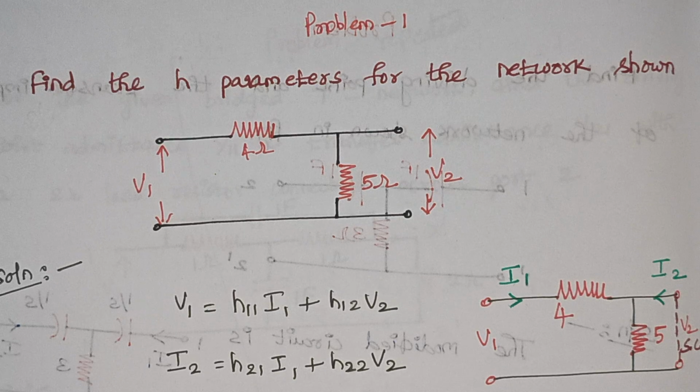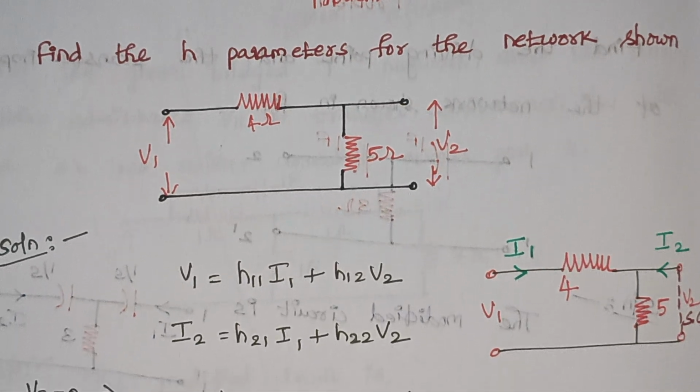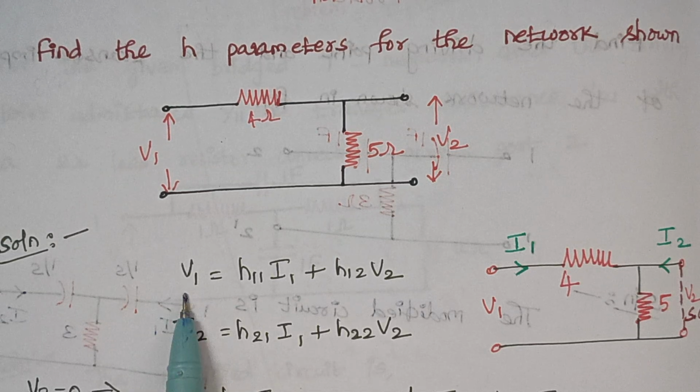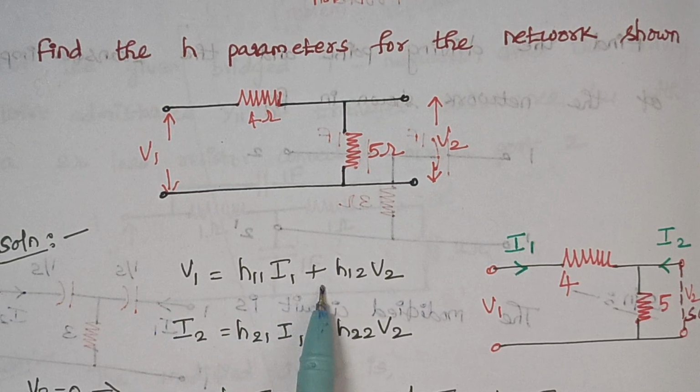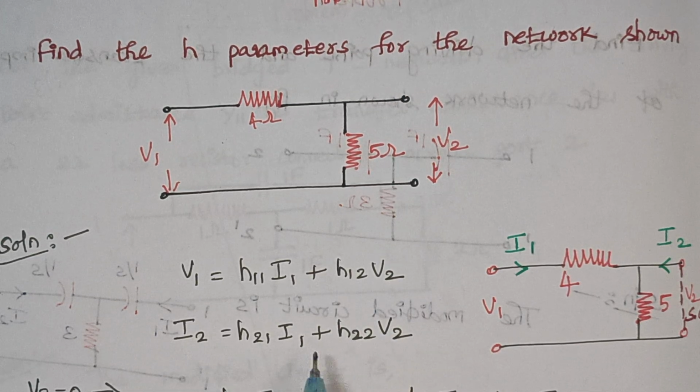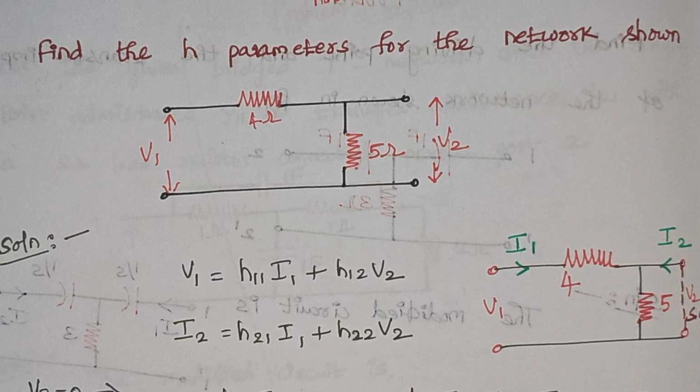First we start with the basic equation of H parameters. Here this is our basic equation. V1 is equal to H11 I1 plus H12 V2, whereas I2 is equal to H21 I1 plus H22 V2.